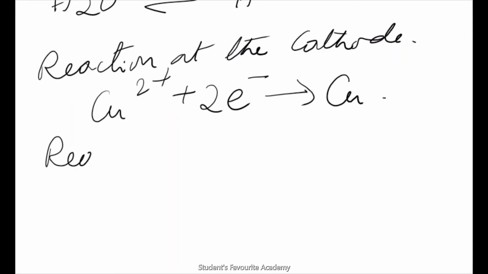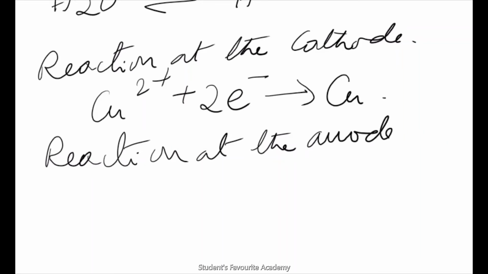Now the reaction at the anode. The sulfate ions and the OH minus ions both migrate to the anode, but the OH minus ions, being lower in the electrochemical series compared to sulfate ions, discharge to form neutral OH radicals. Then the neutral OH radicals reunite to form water and oxygen.